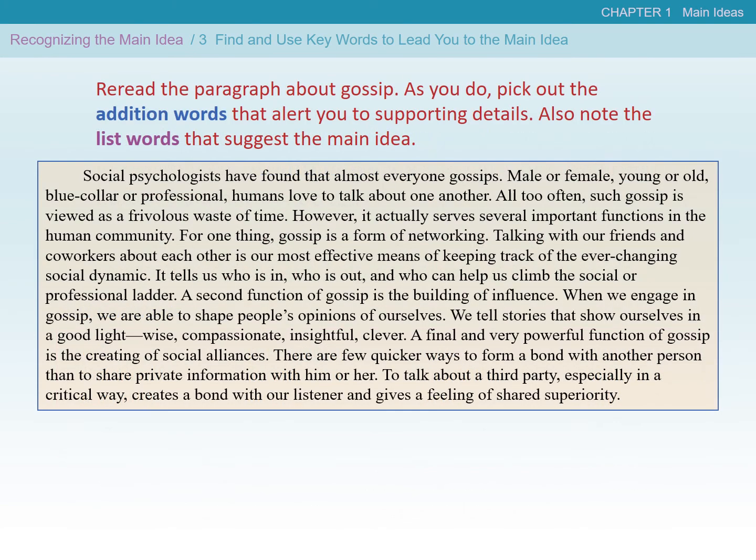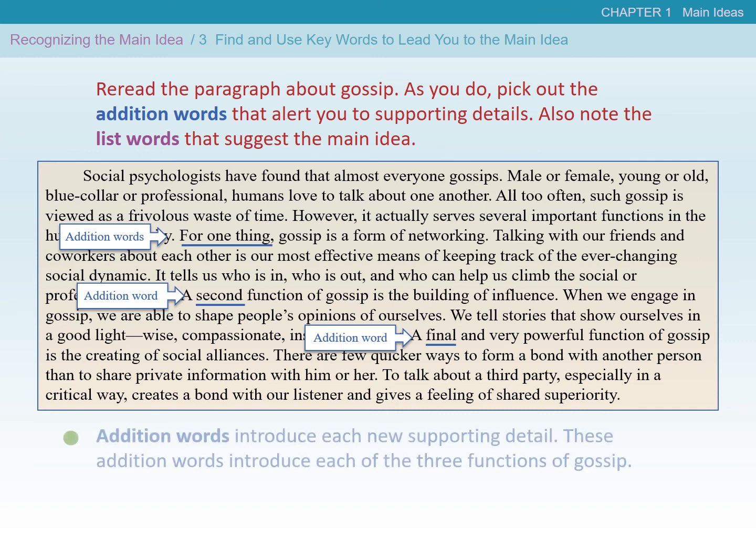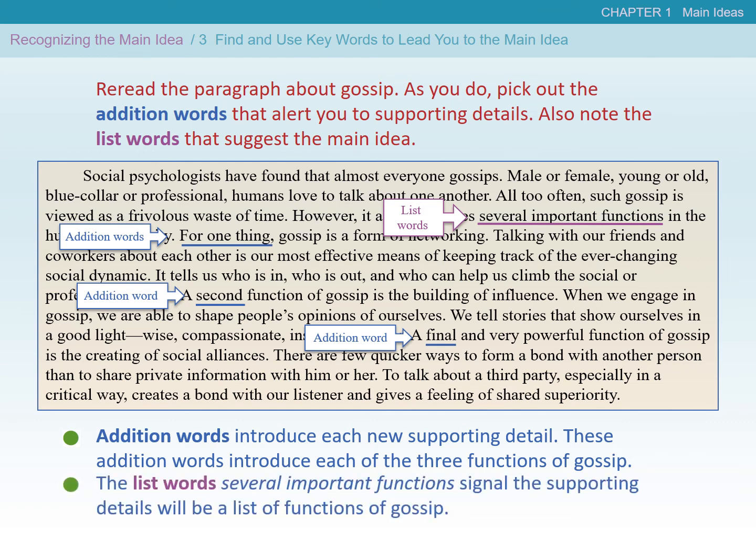So let's read this paragraph about gossip again and find the addition words. We've already read it, so I'm going to let those addition words pop up here. We have, for one thing, it's an addition phrase, a second function, and a final and very powerful function. So for one thing, second, and final. They introduce each new supporting detail, which we will cover more in the next unit. And then you see the list words as well, several important functions. We'll talk about locations of the main idea in the next short presentation.